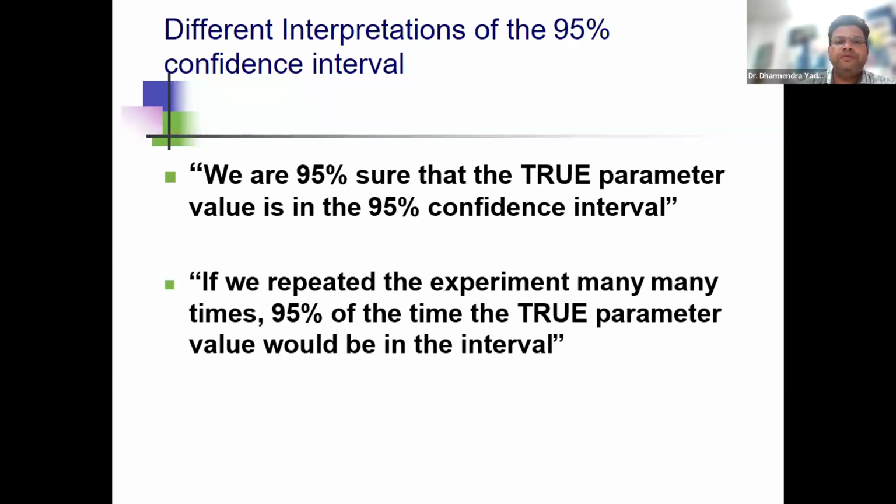Okay, so this is the interpretation of confidence interval. We are 95% sure that the true parameter value is in the 95% confidence interval. There is a 95% chance that the true parameter value will lie in that particular interval. Or if we repeated the experiment many times, 95% of the time, the true parameter value would be in the interval. So this is the interpretation of your confidence interval.